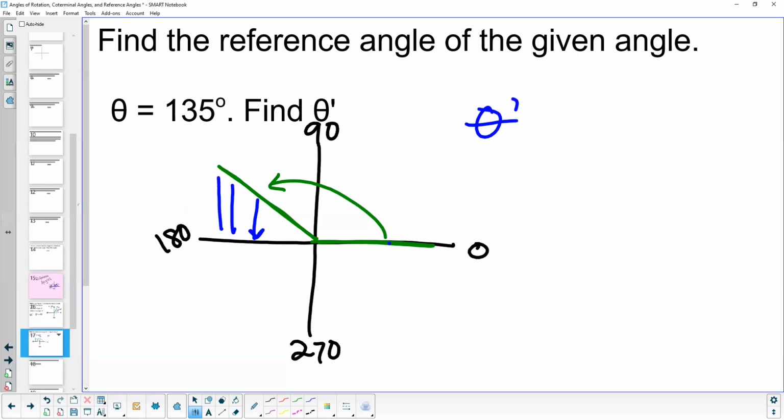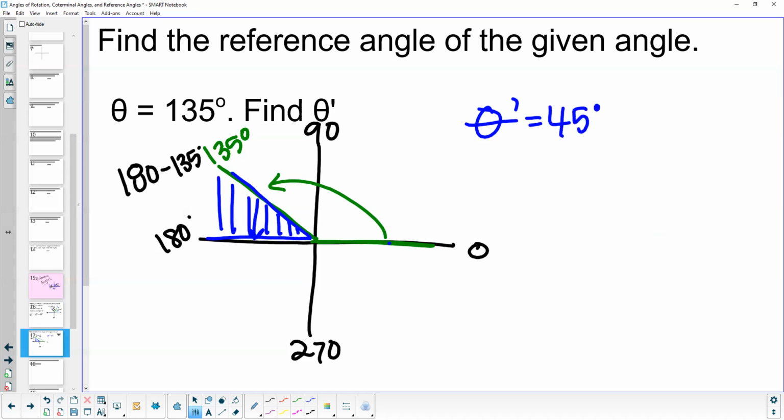So we want to figure out what is the angle measurement of this angle that's been shaded blue here. What we can do is, if this is 180 and we know that this is 135 degrees, we can just figure out what the difference is between those two. So we can just take 180 minus 135 to figure out how far away that 135 piece is from being 180. And 180 minus 135 is going to give us 45 degrees. So in this case, our reference angle is going to be 45 degrees.